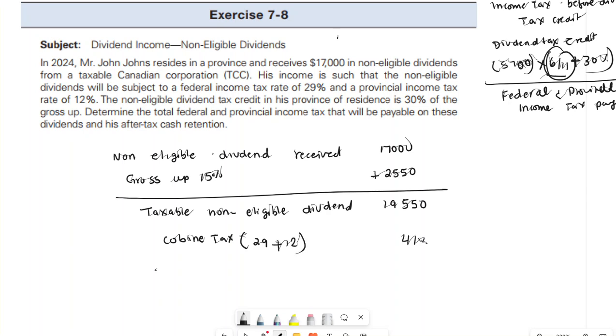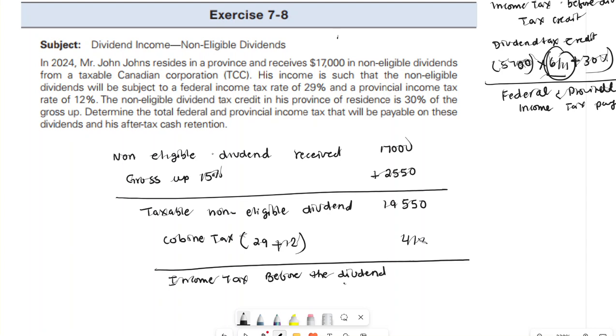So that's how much the income tax is before the dividend. For the dividend tax, I take this number and multiply by the 41%, and I will get a number 8106. So I multiply both numbers.